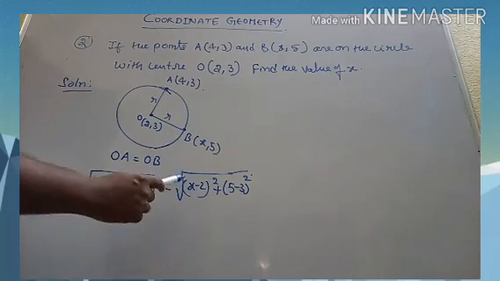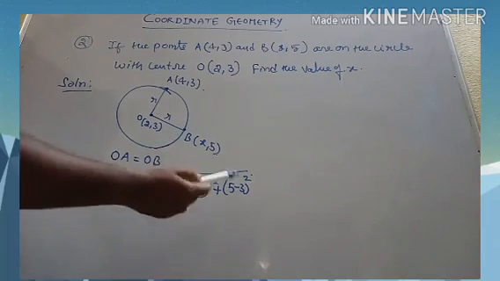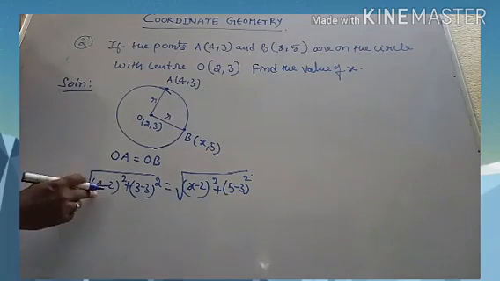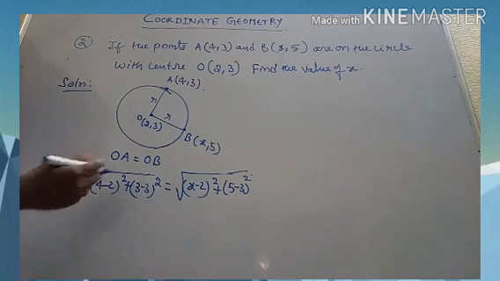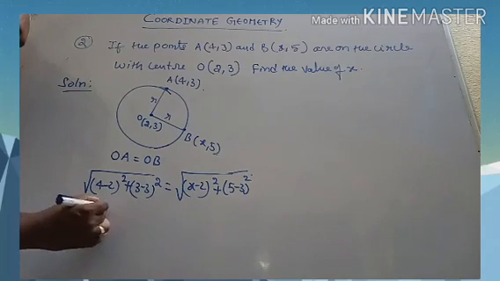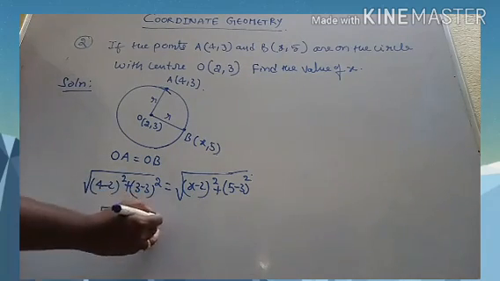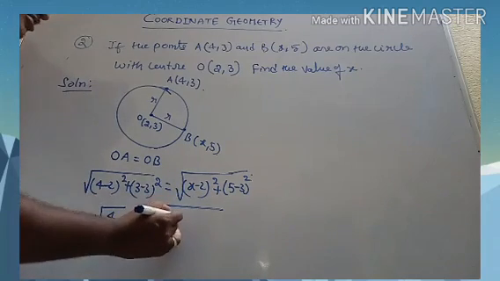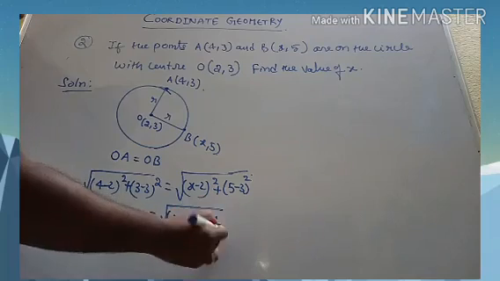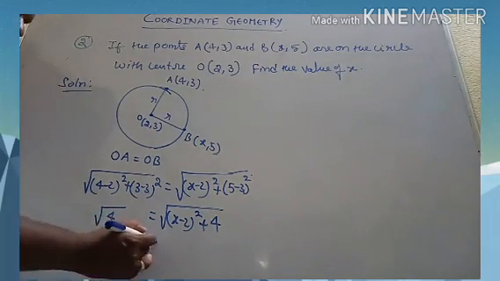Here also, this is (x1, y1) and this is (x2, y2), that means (x2 - x1), (x - 2) whole square, plus (5 - 3) whole square. Let us simplify that: (3 - 3) is 0 and (4 - 2) whole square is 4. So we have the square root of 4, and this is 0. Now OB is the square root of (x - 2) whole square plus (5 - 3) whole square, that is also 4. Now what we do is squaring on both sides.